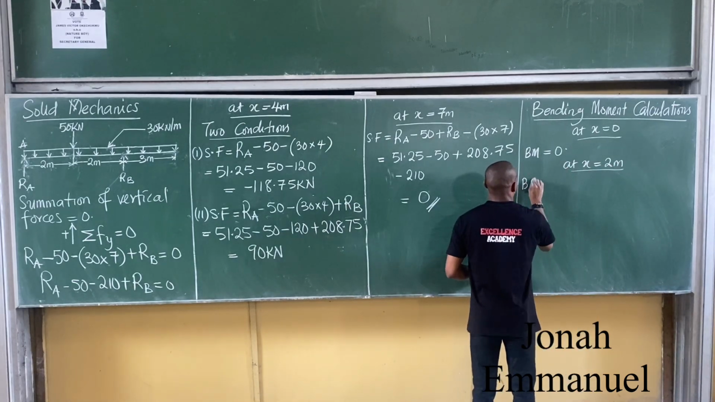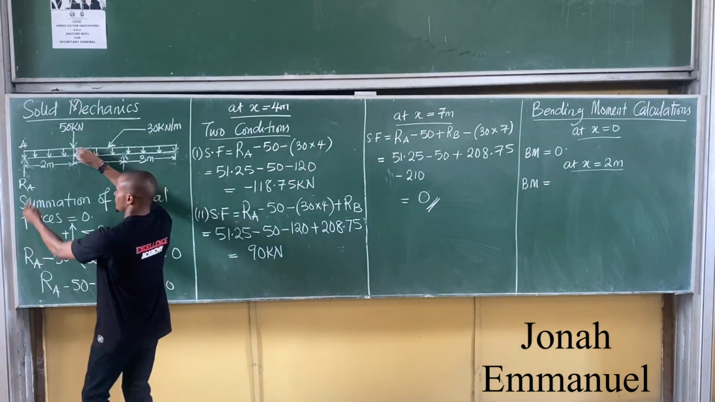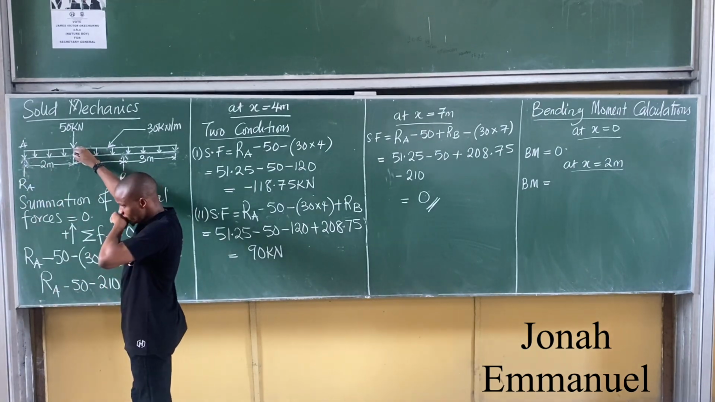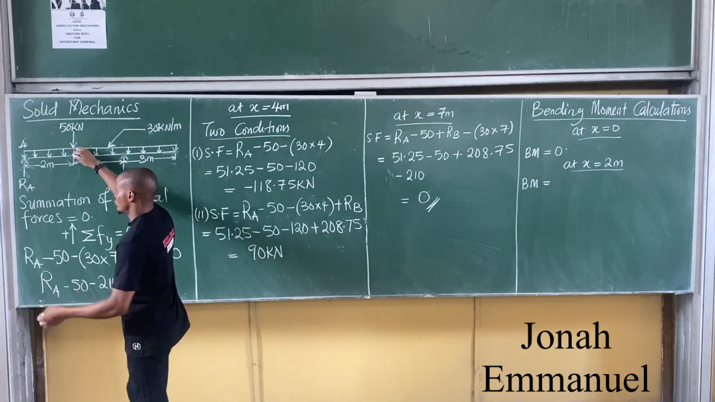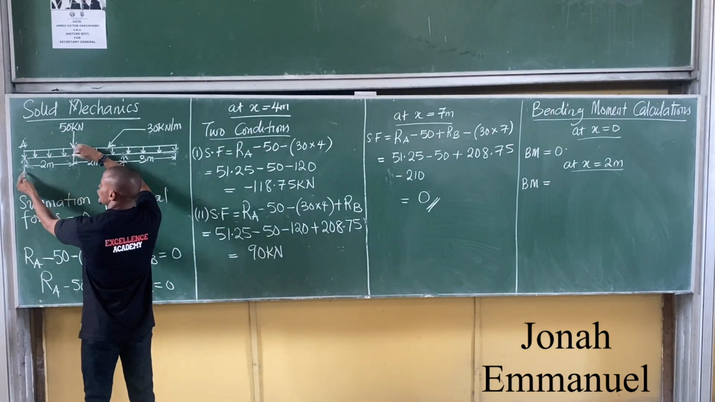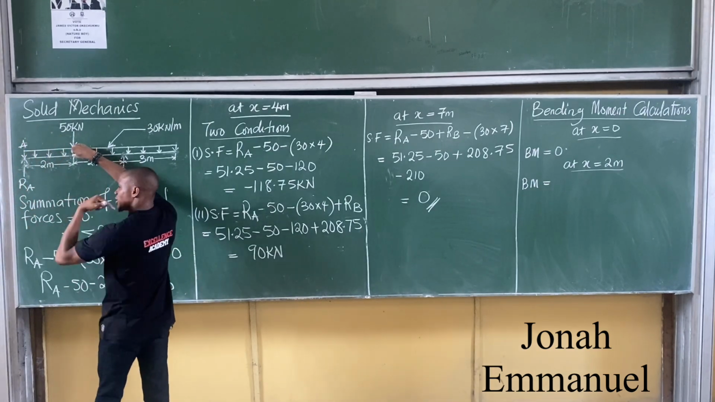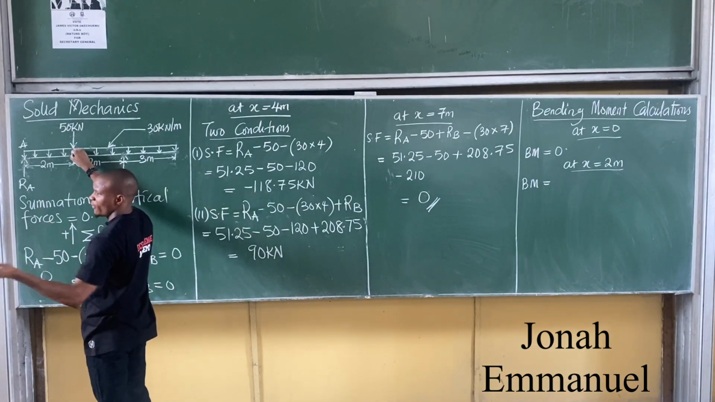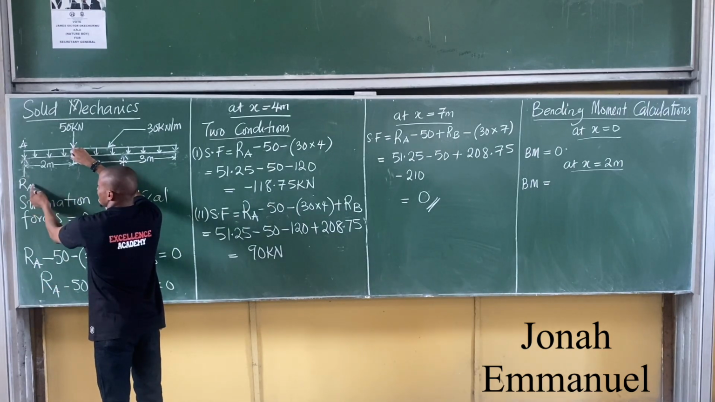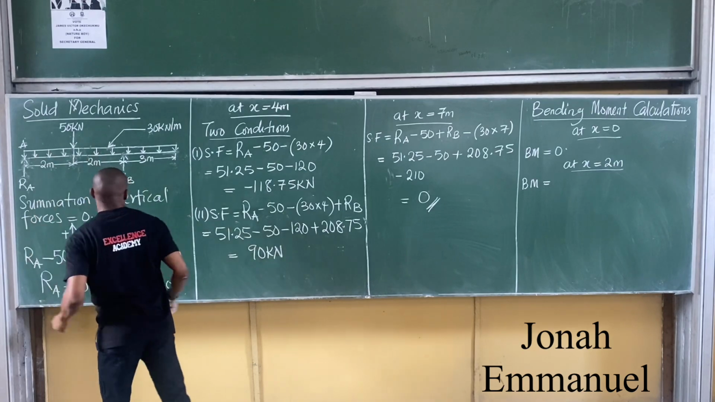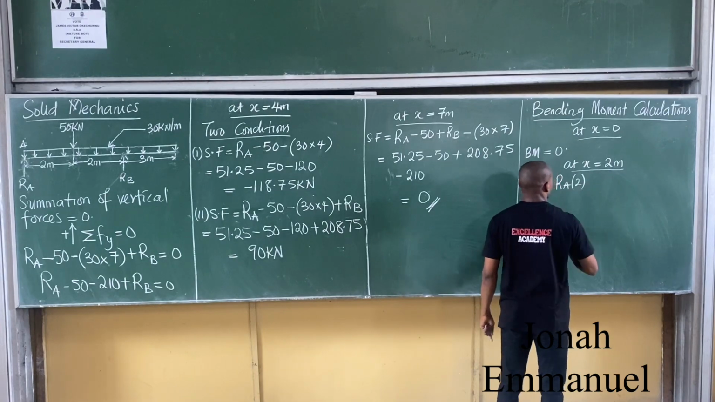My bending moment is equal to, now hang on, here is 2 meters, from here to here. For moments we're looking at clockwise and anti-clockwise motion. This force RA is going upwards to this point, so it becomes a clockwise motion. Moment is force times distance, so since it's clockwise, it becomes positive: RA times 2.